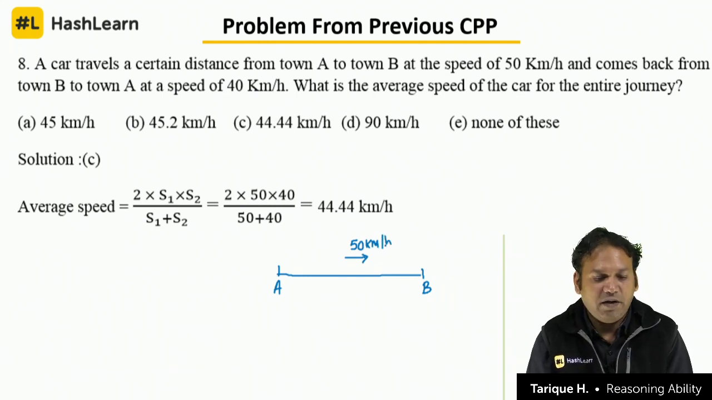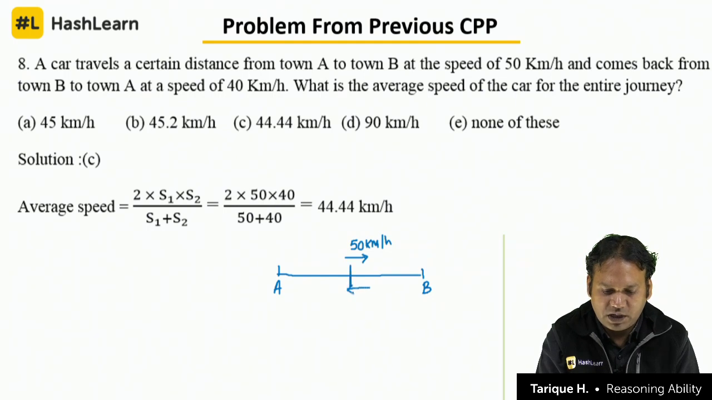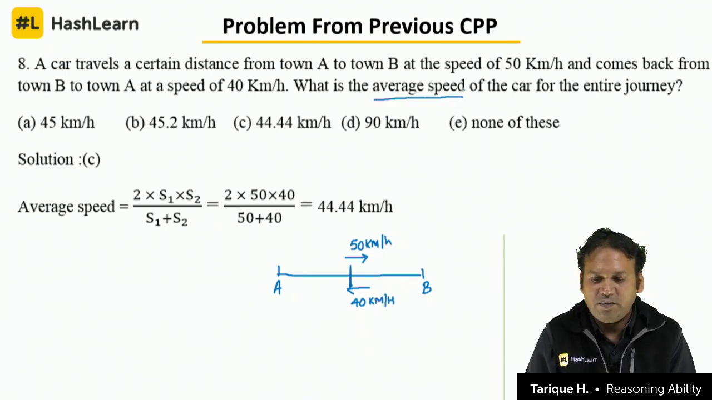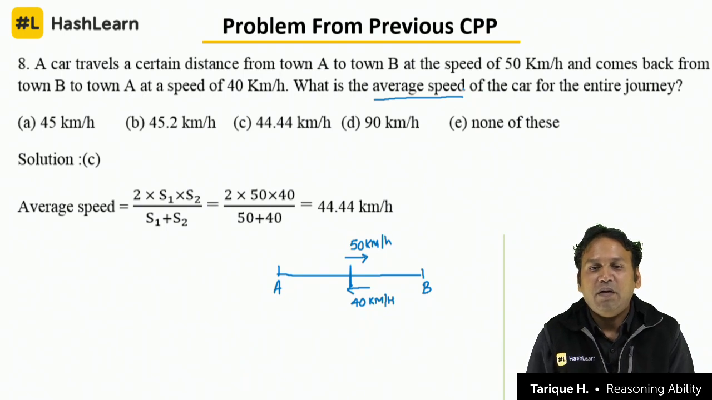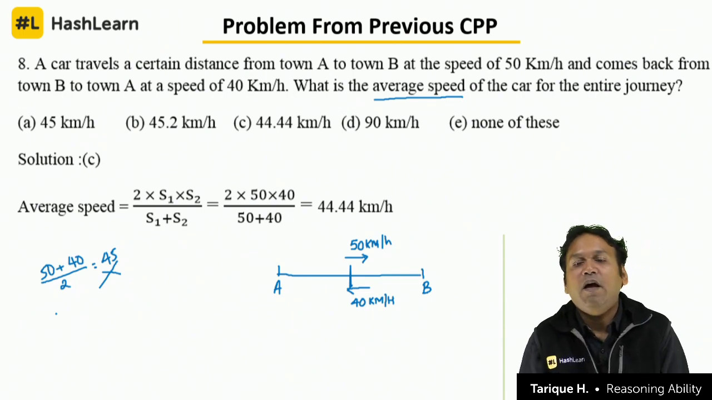and comes back from town B to town A at a speed of 40 kilometers per hour using the same route. So the distance while going and coming is the same, and the speed while returning is 40 kilometers per hour. What is the average speed of the car for the entire journey? Now can we find average speed just by adding 50 and 40 and dividing by 2? If I do this, 50 plus 40 by 2, the value will be 45, but that is not right. Why is it not right?